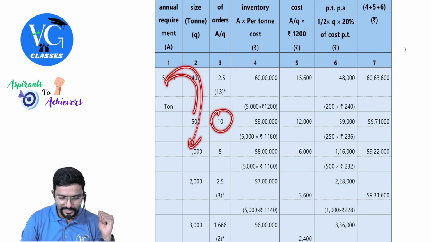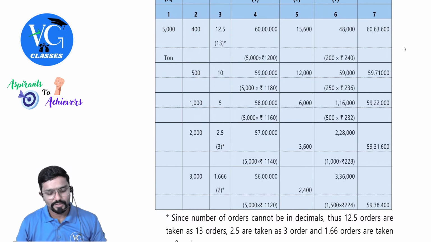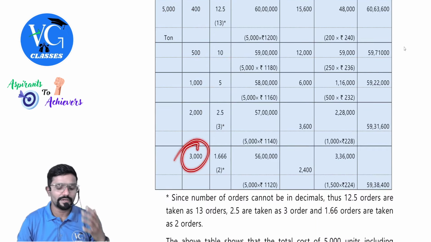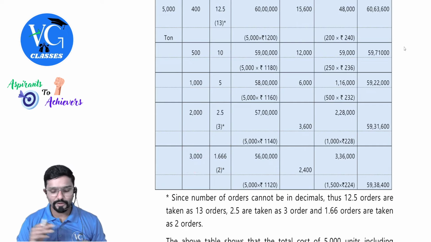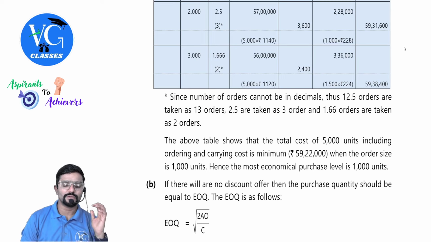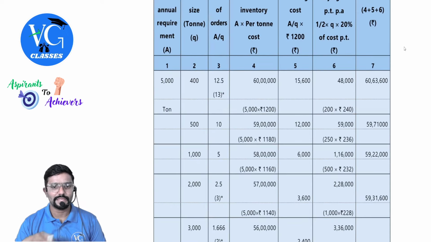Okay. Next, 5,000 divided by 500, 10. 5,000 divided by 1,000, 5. 5,000 divided by 2,000, you will get 2.5, but you will round it off to 3. Next, 5,000 divided by 3,000, you will get 1.67, round it off to 2. They have given the note also: since the number of orders cannot be in decimals, 12.5 orders are taken as 13, 2.5 are taken as 3, and 1.66 are taken as 2 orders. Means they are rounded off, guys.